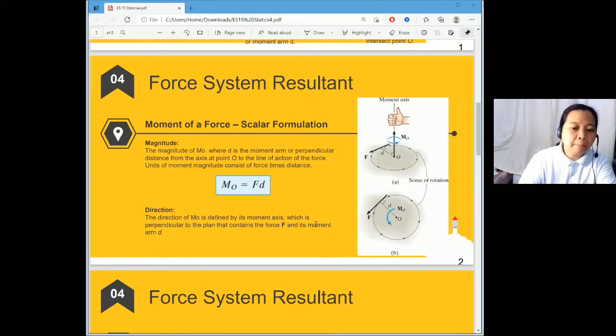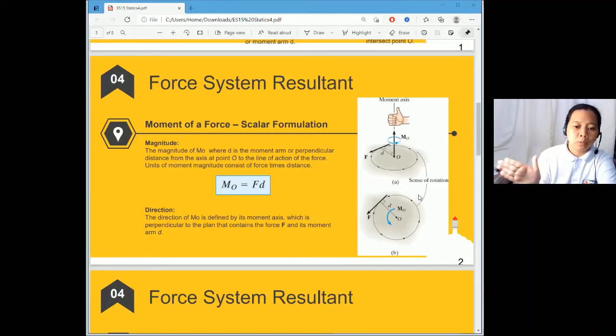So, rule of thumb. Are you familiar with that, class? If this is your right hand, using the right hand rule, and the direction of force is going counterclockwise, then your thumb is going up, so that will be the direction of your moment. And we will consider this sense as a positive moment.